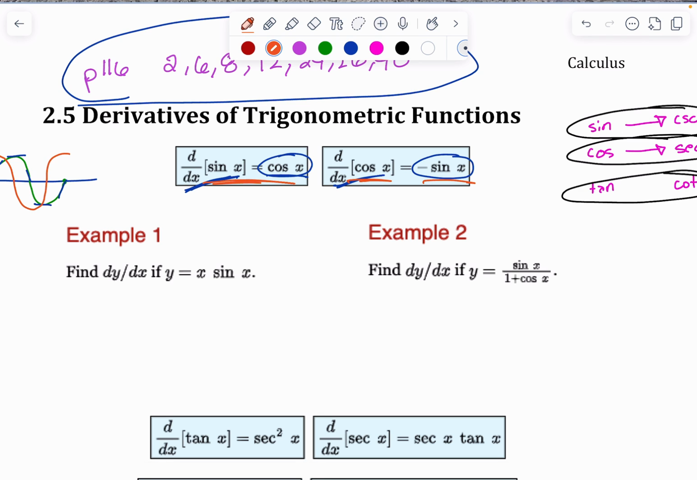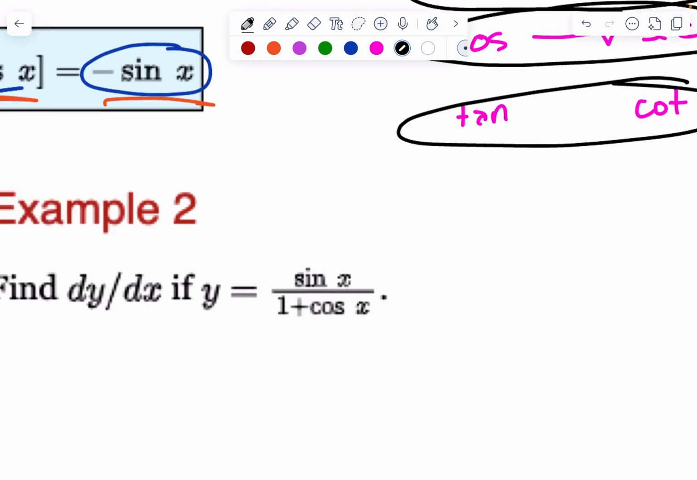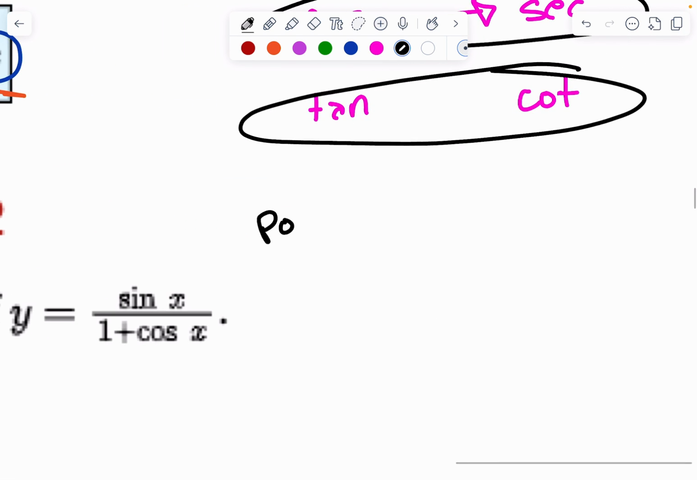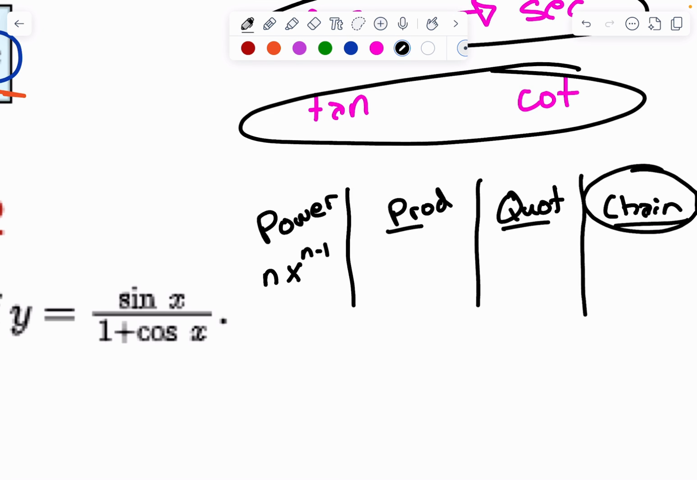But one thing, if you're wondering, I told you that there were 4 main ways to finding the derivative, one of which was the power rule, which we use a ton, okay? That was the n x to the n minus 1 rule, right? Then yesterday we did the product rule and the quotient rule, right? Then there's one more that's called the chain rule, okay? So product, quotient, chain. Chain rule we have not done yet.